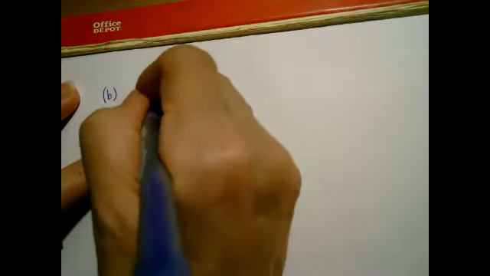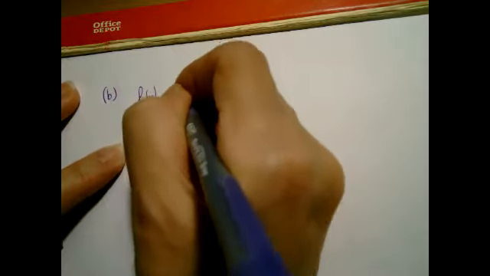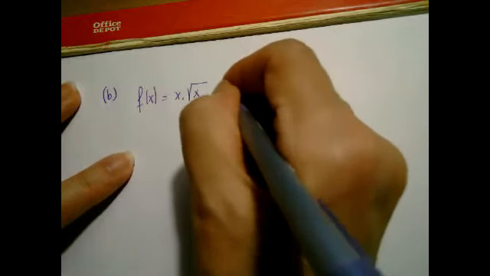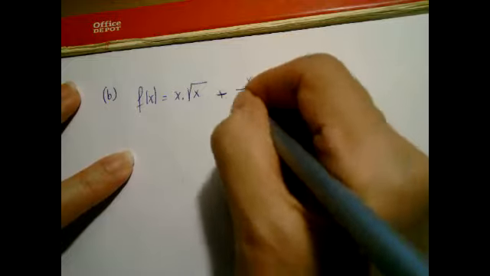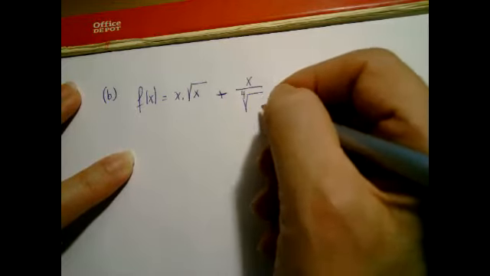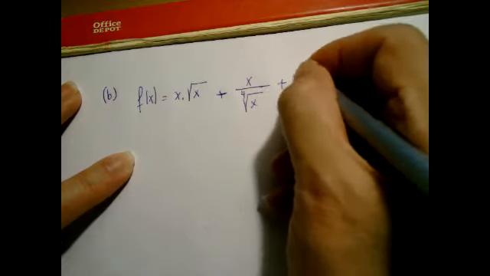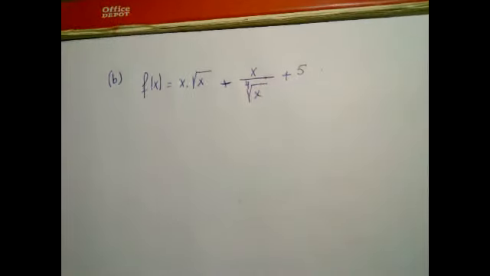All right. B is the following. We have the following function. B is good. x times the square root of x plus x over the 4th root of x plus 5. And here's the question. The question, I want you to find the derivative. And I'll be very precise. I do not want you to use the quotient or the product rule.